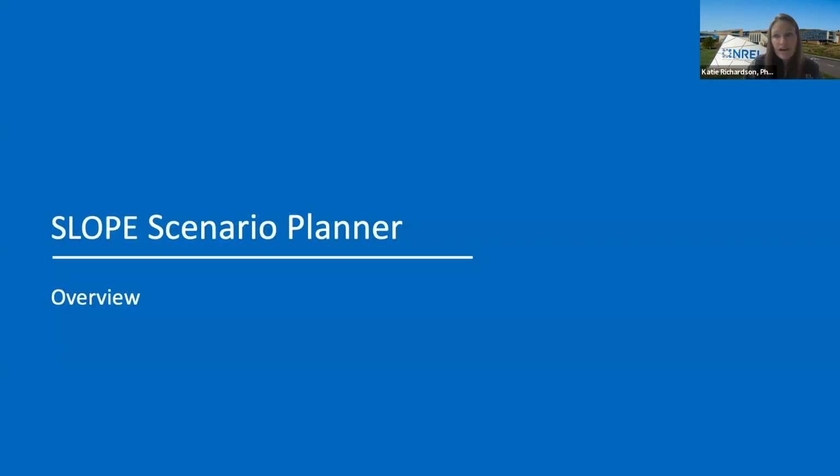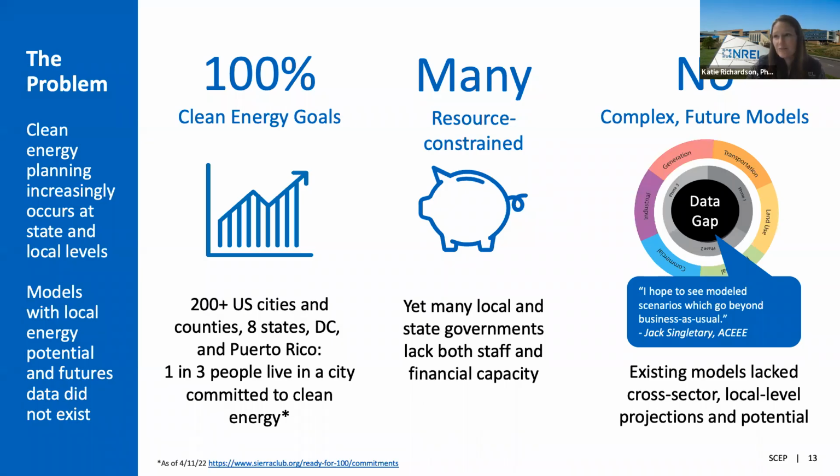I think we are ready to dive in a little bit around the scenario planner. So this is the tool on the SLOPE platform that I've mentioned a couple of times that helps you project from 2020 to 2040 or 2050, excuse me, around emissions, carbon emissions, as well as energy consumption.